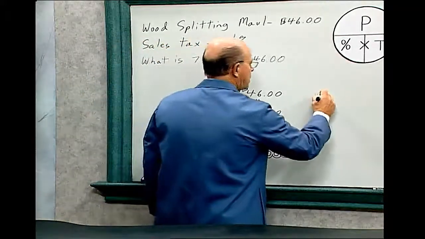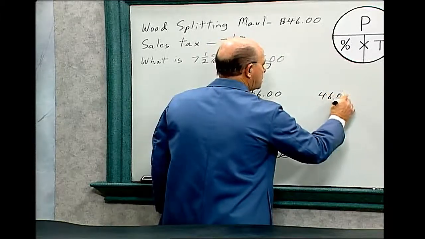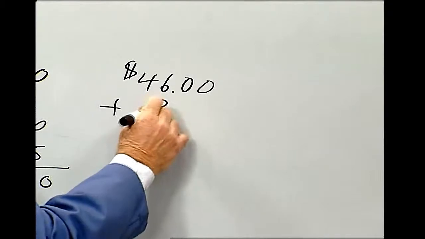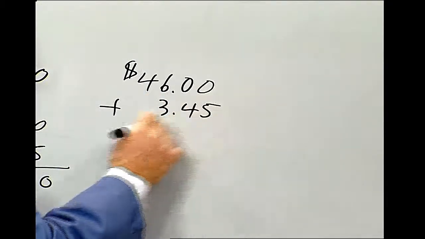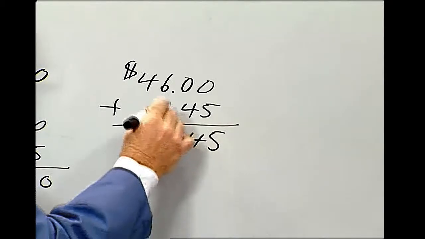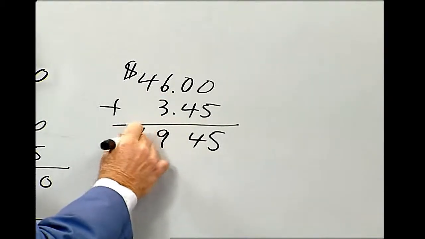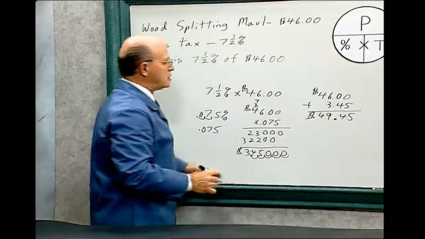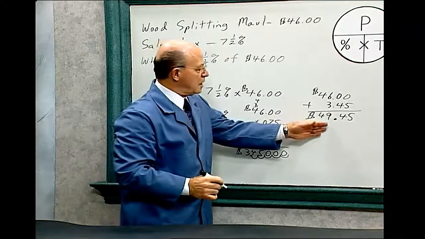So we'd have to add the two together. $46 plus $3.45. That'd be 5, 4. That'd be 9, 4, and bring down the decimal place. And so that splitting maul will cost $49.45.